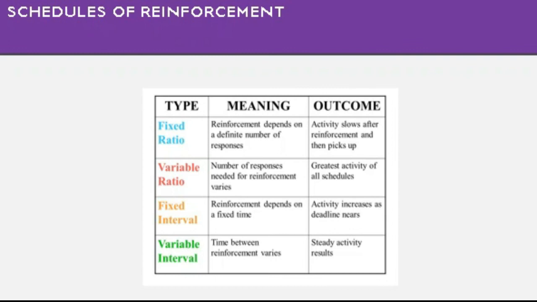Kay variable interval naman would be time between reinforcement varies. Okay? For outcome, study activity results. Okay? Ano ba meaning ng variable interval? Time between reinforcement varies. Halimbawa, balik tayo sa salesman. Magbibigay ka na sa kanya every time kung kailan mo lang gusto ng magbigay sa kanya ng reinforcement.